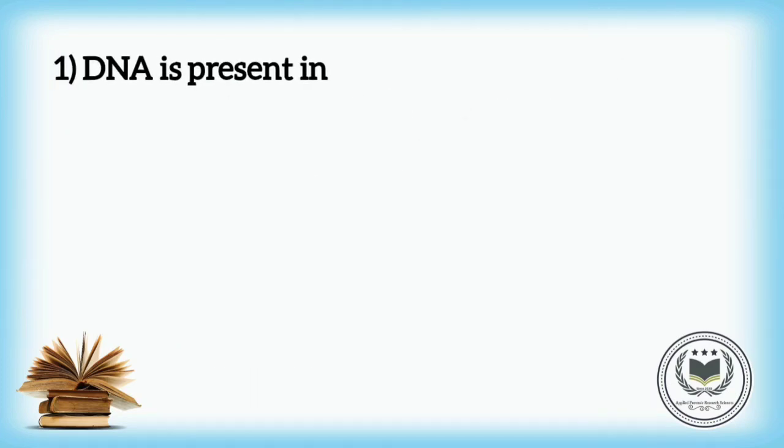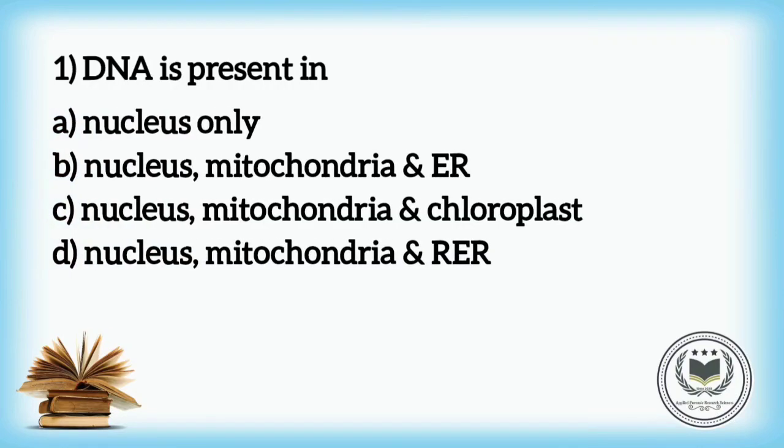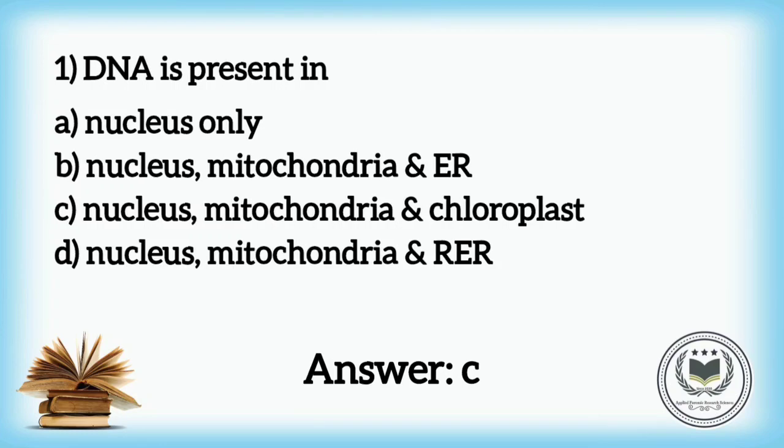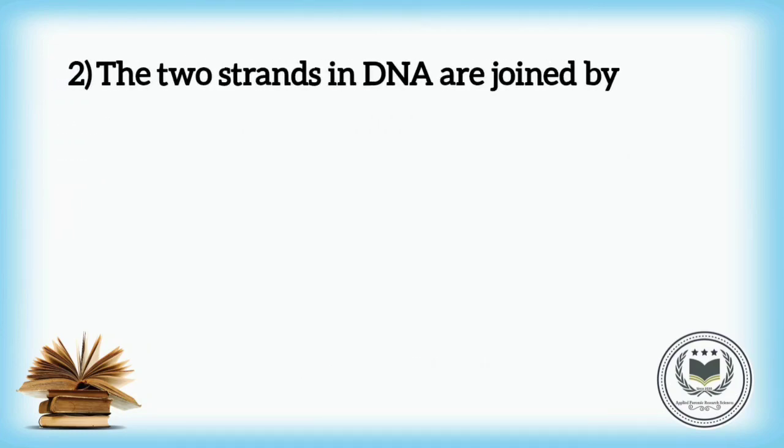Here's the first question. DNA is present in, and the options are: A. Nucleus only, B. Nucleus, mitochondria and endoplasmic reticulum, C. Nucleus, mitochondria and chloroplast as well, Option D. Nucleus, mitochondria and rough endoplasmic reticulum. And the correct answer is C. Nucleus, mitochondria and chloroplast.